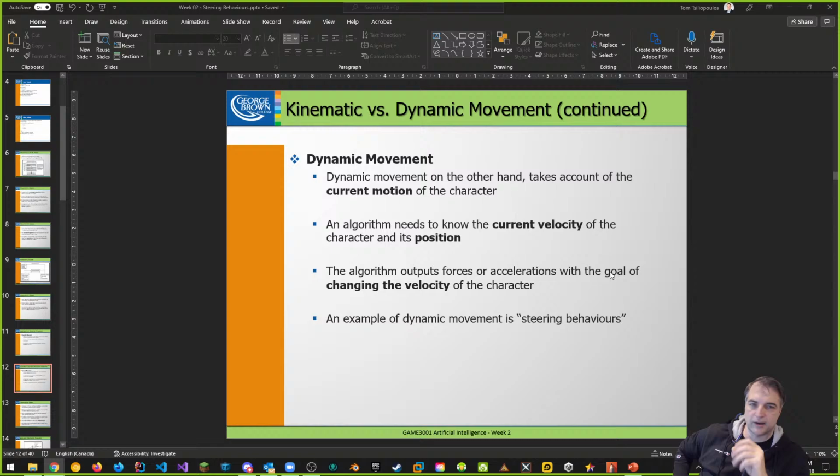Dynamic is different. Dynamic is going to respond. It's going to add a bit of physics for us to move more realistically. And because it's more realistic, it's also more computationally expensive to use dynamic movement versus kinematic movement, because you're going to tie in additional lines of code to make it look more realistic. We'll talk about how to do that, and most of this dynamic motion we'll be talking about next week.